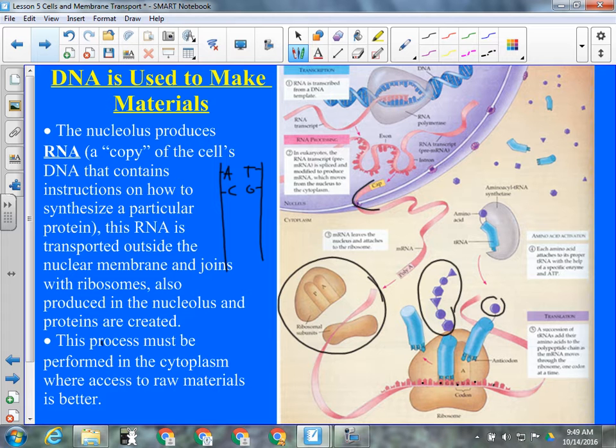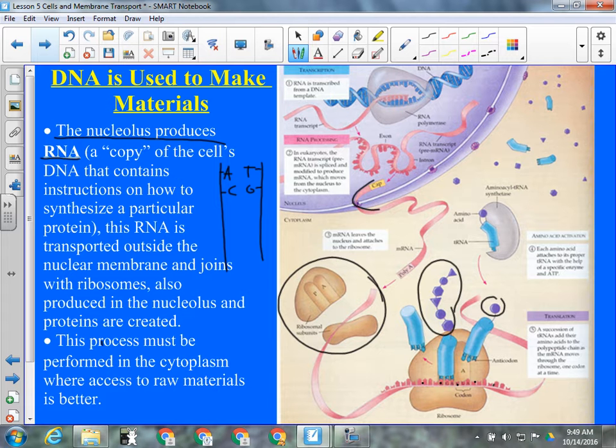So the steps are really: DNA gets copied, the copy goes to the ribosome, the ribosome builds the protein. Simplified greatly, it's like three steps. Everybody follow there? All right, so the nucleolus produces RNA. That's its job, and in doing so, it essentially controls protein synthesis.